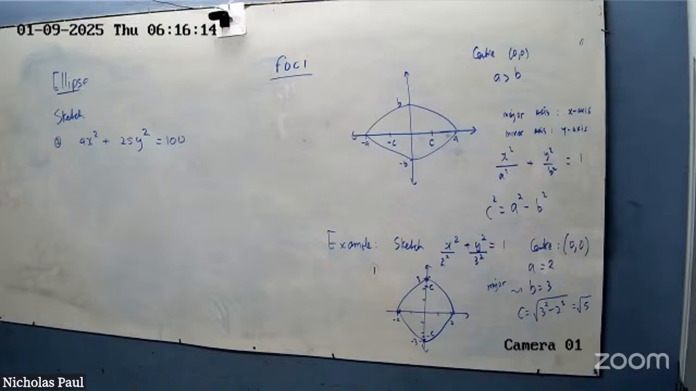There's something we have to do. Figure it out. Divide by 100. You have to make the right hand side 1. Go ahead. Divide by 100 and divide by 100 and sketch it back.